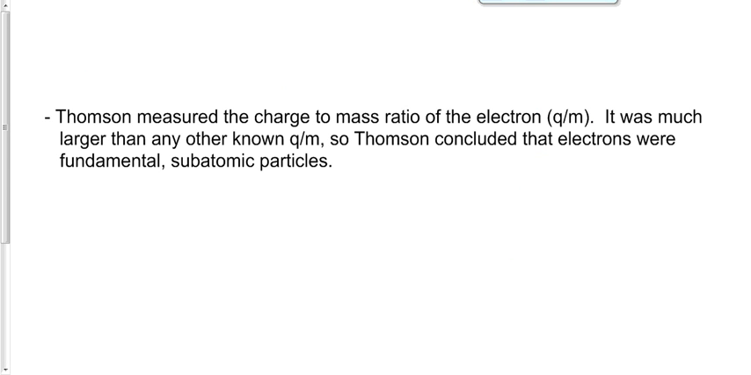So this is just a little summary of his conclusion. Thomson measured the charge to mass ratio of the electron. What did he get? Again, you don't need to memorize this number. But it was really, really big. So big that the mass had to be really, really small. So small that they were smaller than the mass of atoms, which means that they had to be subatomic particles. First discovery of subatomic particles.